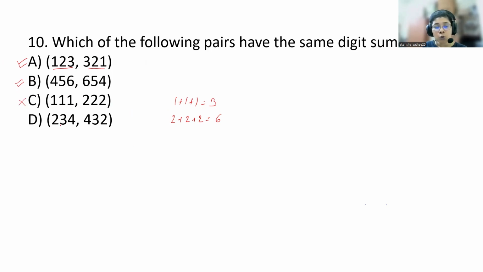Not correct. What about 2, 3, 4 and 4, 3, 2? Yes, 2, 3, 4, 4, 3, 2. Both are the same. So options A, B and D are correct. Is this okay? So here you don't need to compute, right? Even if I keep on increasing the pair, you don't need to compute it. If digits are the same, that means digit sum is going to be the same.